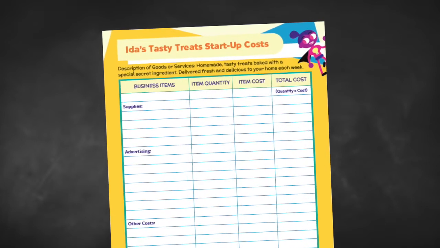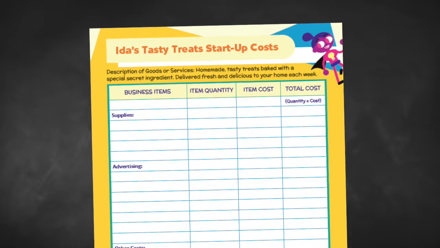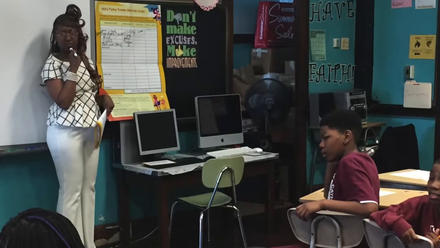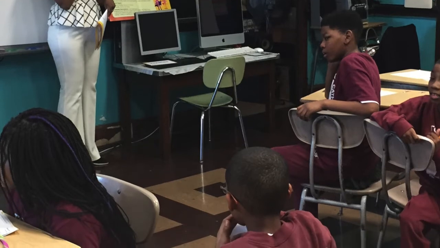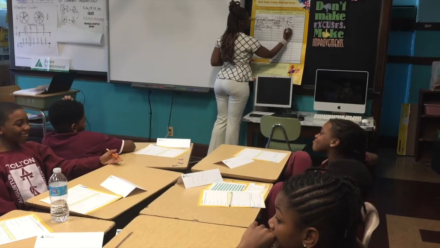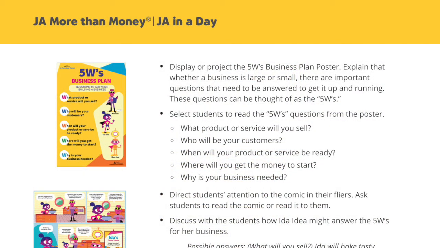Note that side 2 of this poster is not available as a digital asset because you'll be writing on it. Walk the students through Ida's startup costs, having them brainstorm together as a class and write their responses on the poster. Then guide the students' discussion so that the suggested numbers make sense.